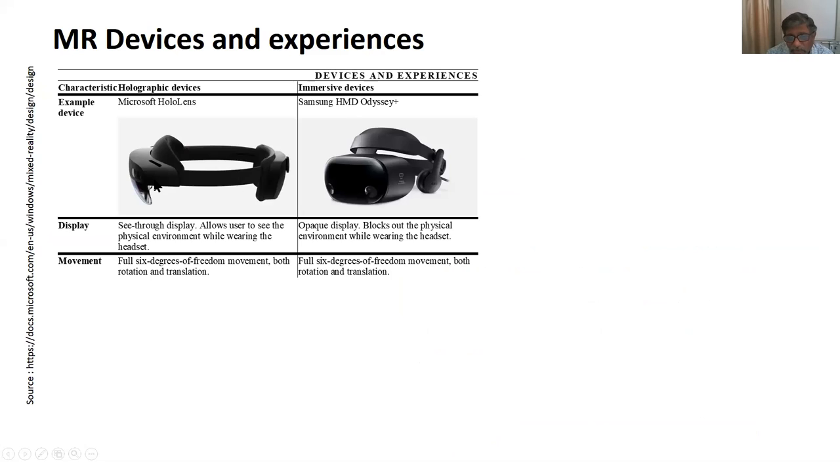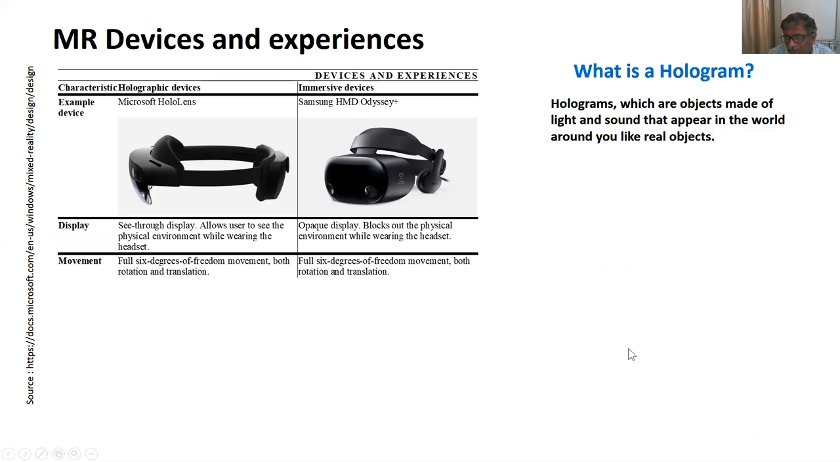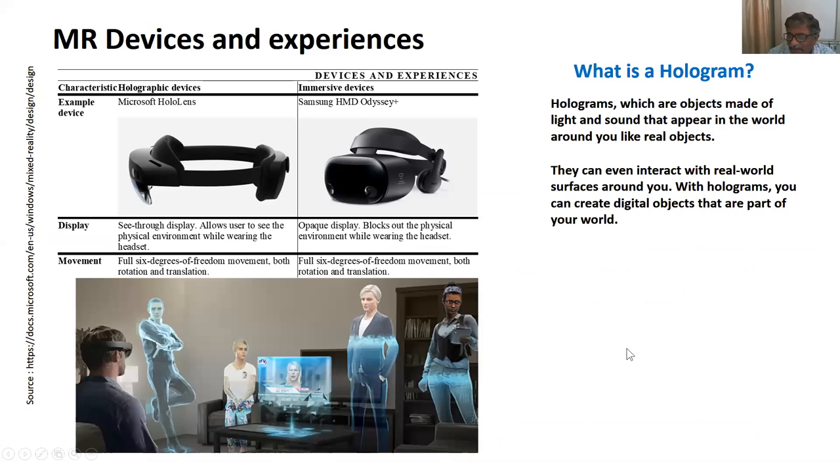So they use what is called a hologram. Everybody knows what a hologram is. It's physics properties created by light, this is how holograms are. Holograms are objects made of light and sound that appear in the world around us like real objects. They can even interact with real world surfaces around you. With holograms, you can create digital objects that are part of your world.